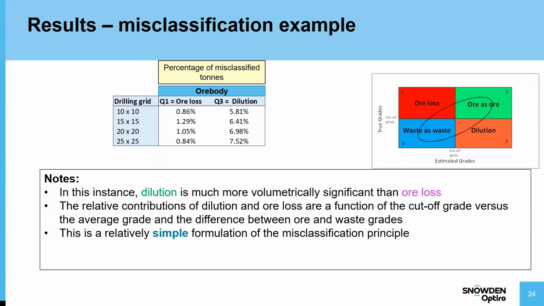And what I would say is that this formulation, in other words the net value, is a relatively simple formulation. You could make this a lot more sophisticated, as I mentioned to you, by considering misclassification cost and opportunity cost as well.